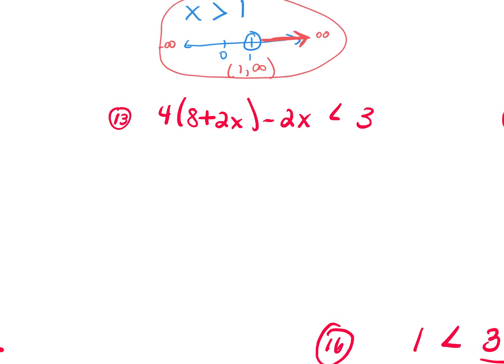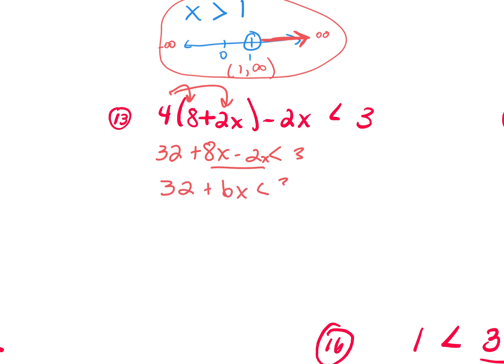Okay, same thing on this one. We're going to distribute our 4. So 4 times 8 is 32. 4 times 2x is plus 8x, minus 2x is less than 3. So combine our like terms here. We have 32 plus 6x is less than 3.